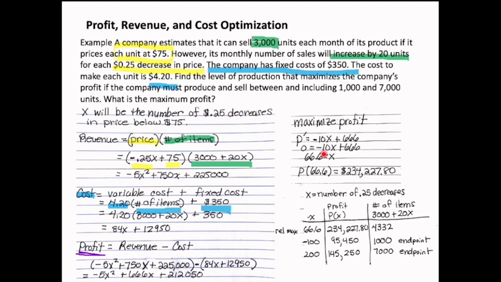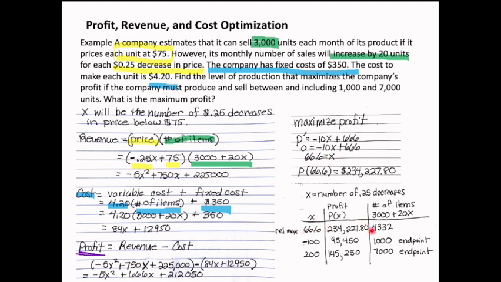Now, remember what this x represents. This x represents the number of times we make a 25-cent decrease. In previous examples, and I should say a lot of examples, that x represented the number of items. In this example, it's not. So we have to be careful and remember that. So when we find the number of decreases that we need to maximize the profit, we get $234,227.80.